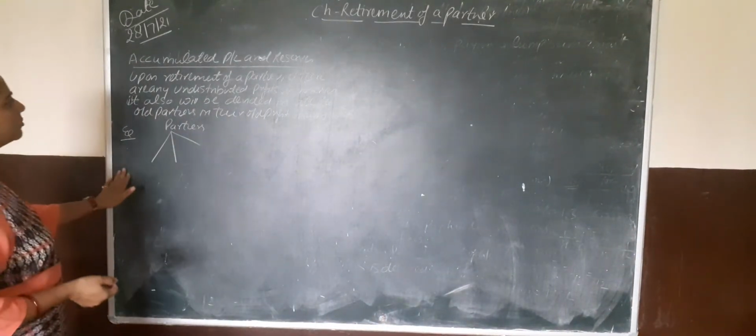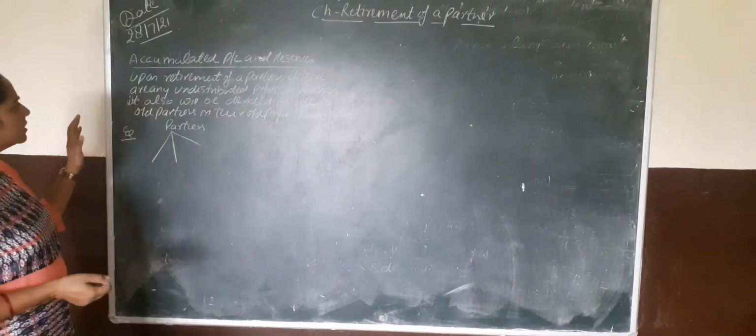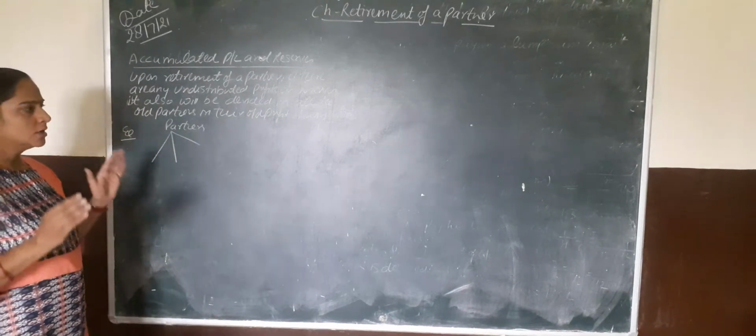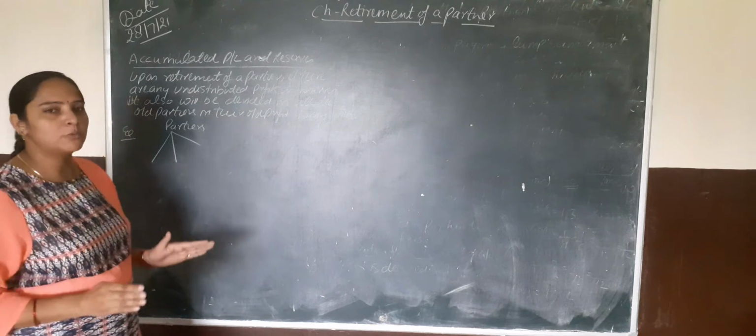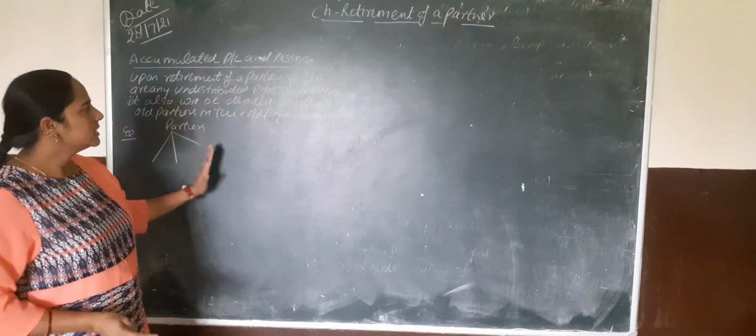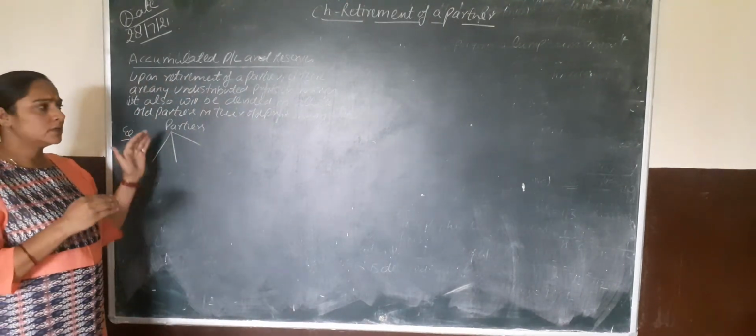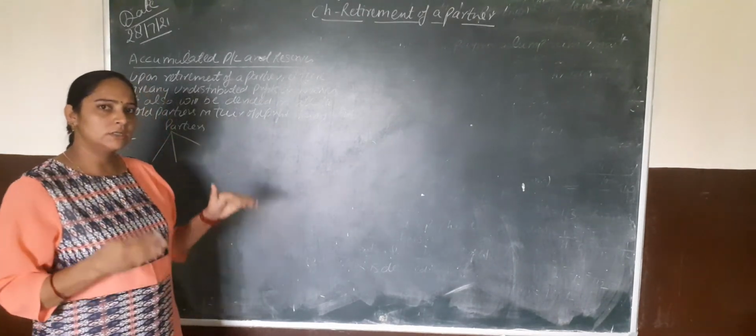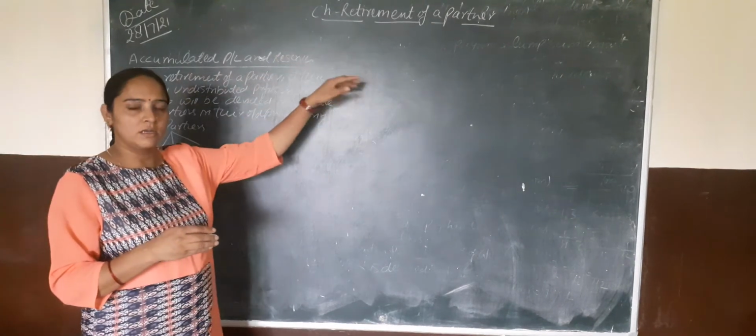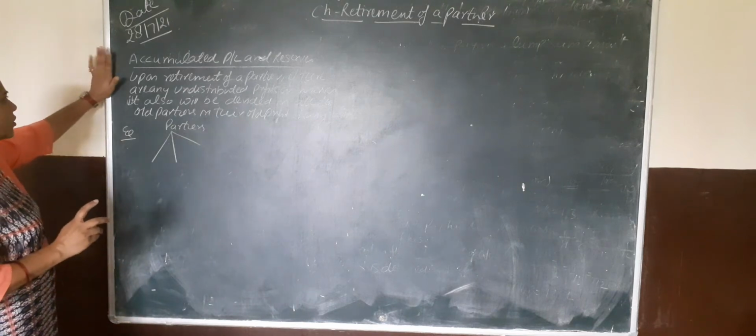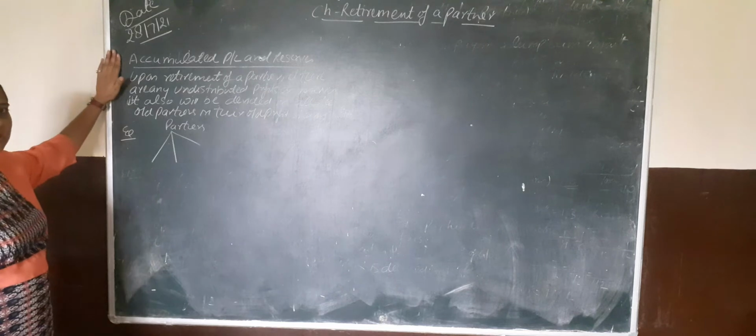Okay children, now our other topic is accumulated profit, loss and reserve. Children, we have already discussed this topic at the time of admission of a new partner. These are the same topics that we use in the chapter on retirement of a partner. Earlier we used this treatment at the time of admission of a new partner, and now we are using these concepts at the retirement of a partner from the firm. So these are the same concepts.